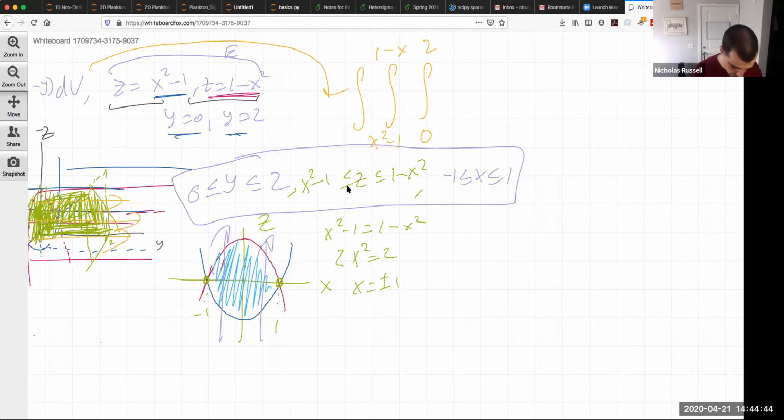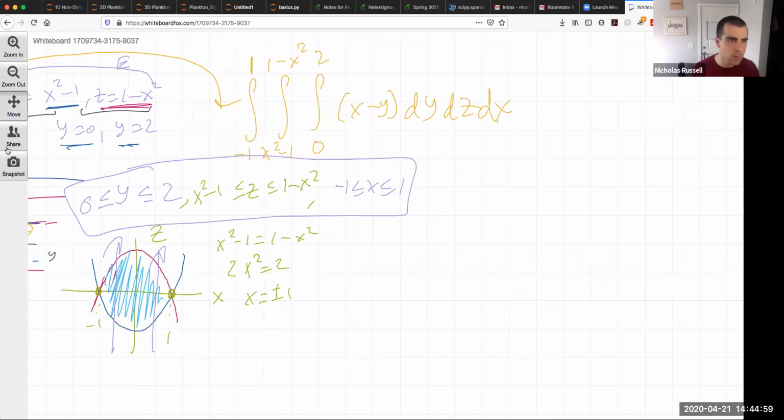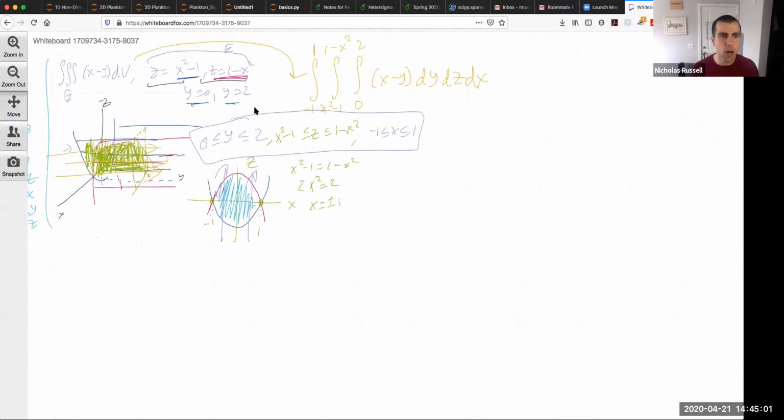Oops, sorry. And lastly here, the last thing I do is negative 1 to 1. And this is still x minus y, dy, dz, dx. I'm integrating with respect to y, then z, then x here. That's kind of how I go about this.